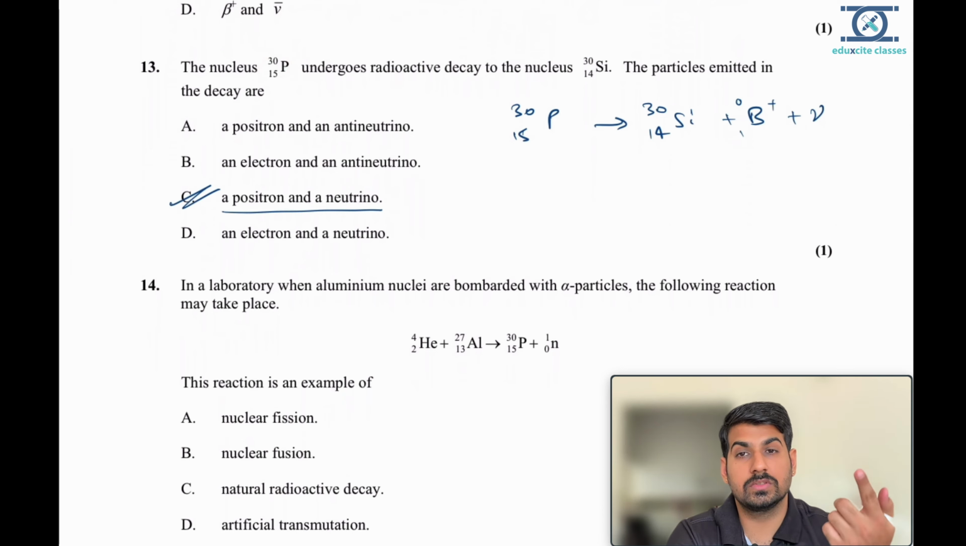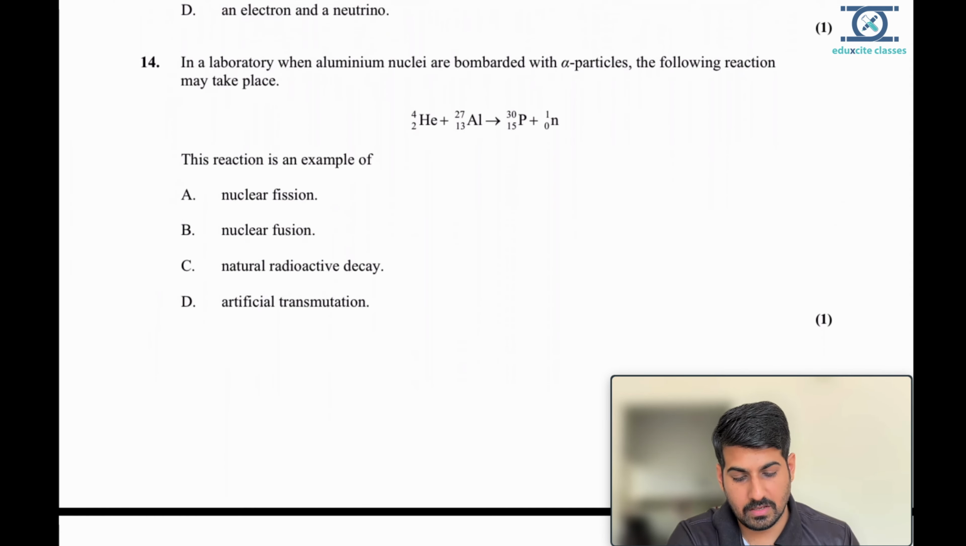It is similar to the above question, just in the form of they have given the options in a form of wordings. Now question number 14. In a laboratory where aluminium nuclei are bombarded with alpha particles. Now read the question very carefully. In a laboratory we are doing, and that too aluminium nuclei are bombarded with alpha particle, this reaction takes place.